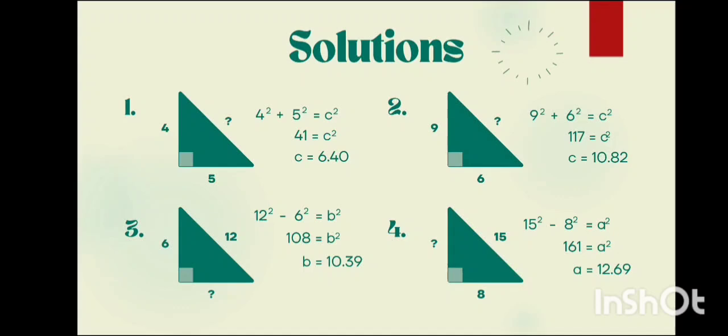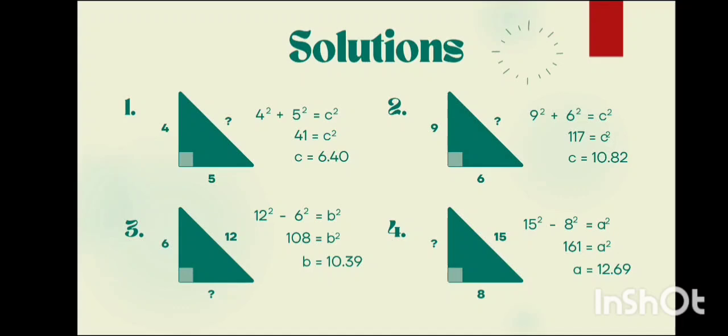So we can find the solutions like this. If you see the first triangle, since perpendicular and base are given, according to Pythagoras theorem, perpendicular square plus base square is equal to hypotenuse square. So 4 square plus 5 square will be equal to c square. 4 square is 16, 5 square is 25. If you add, you will get 41. And under root of 41 will be 6.40. So the hypotenuse is 6.40 here.